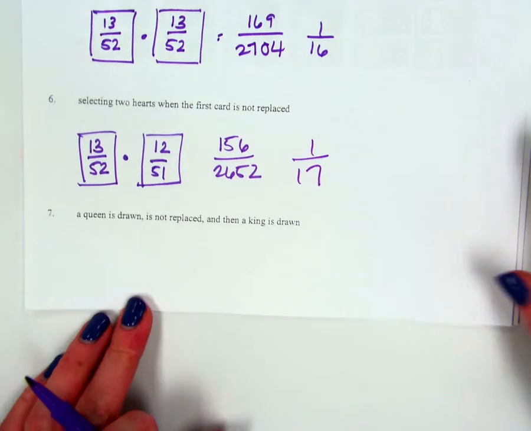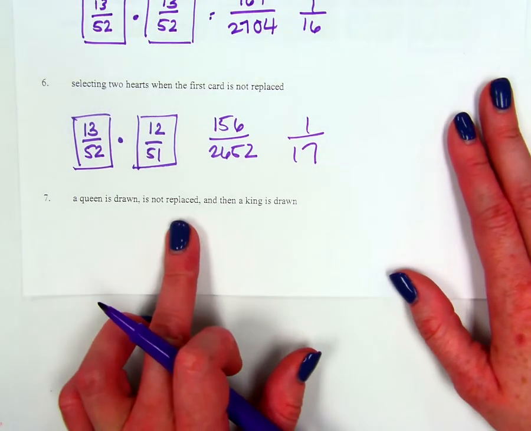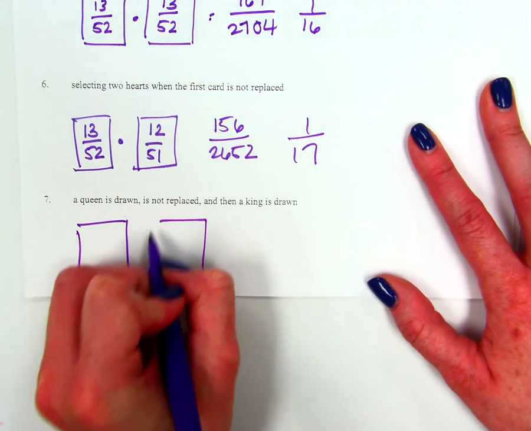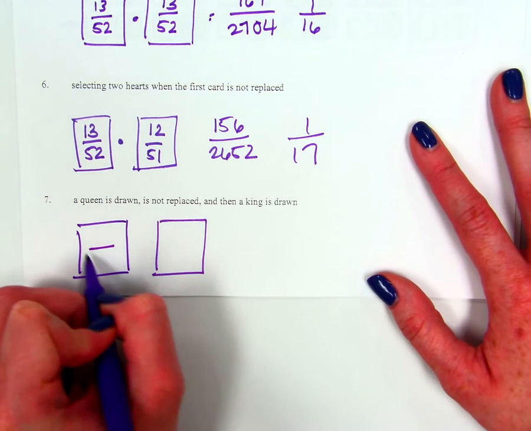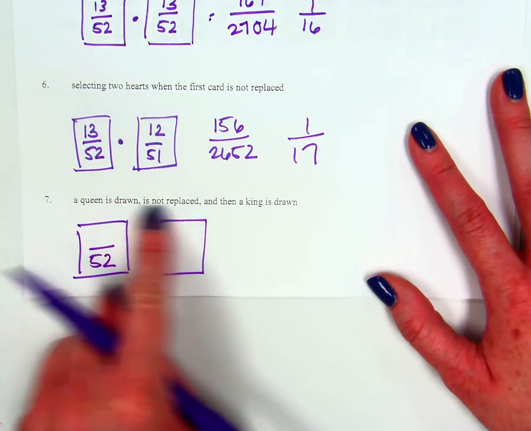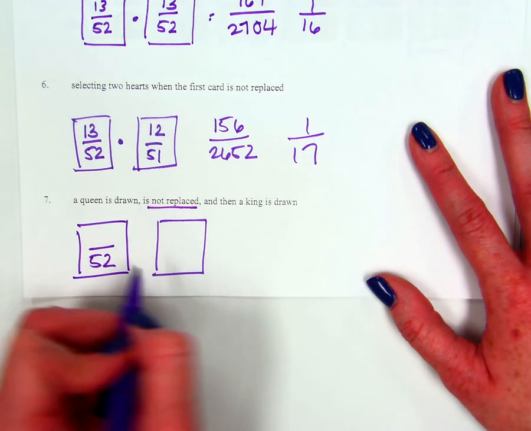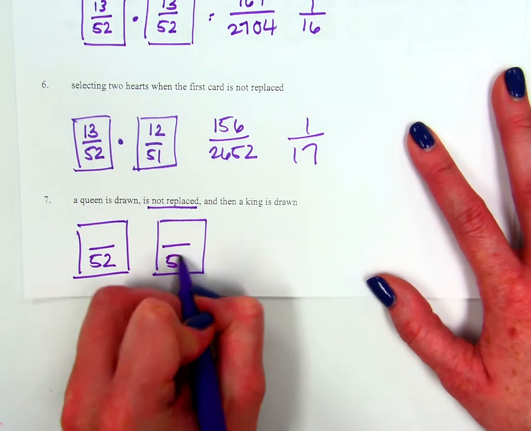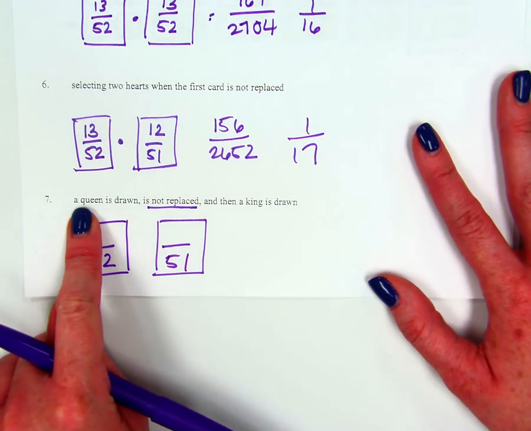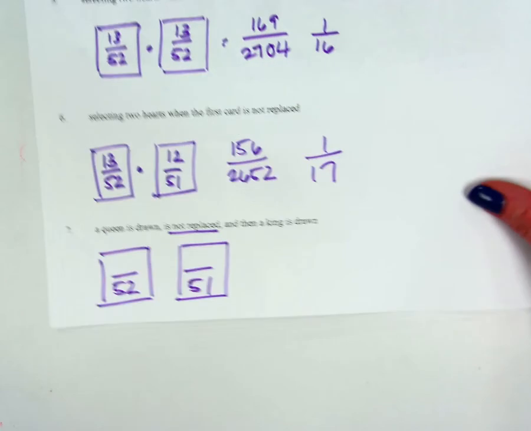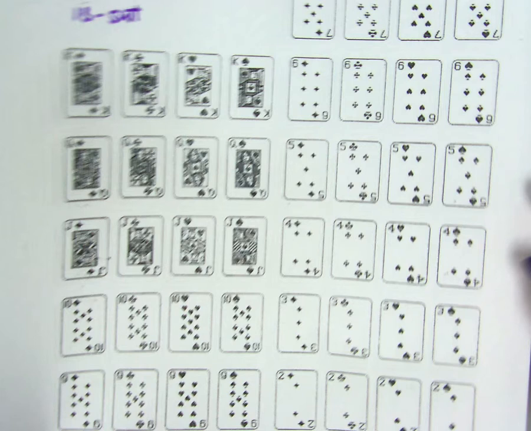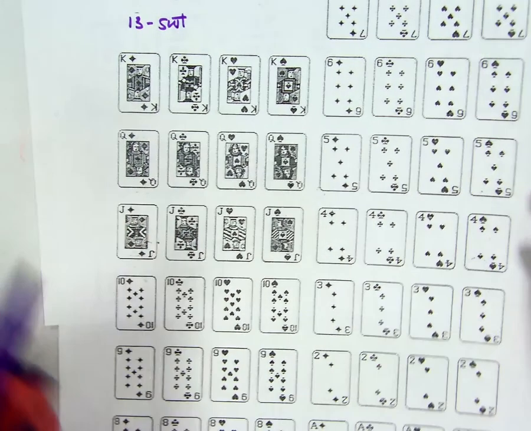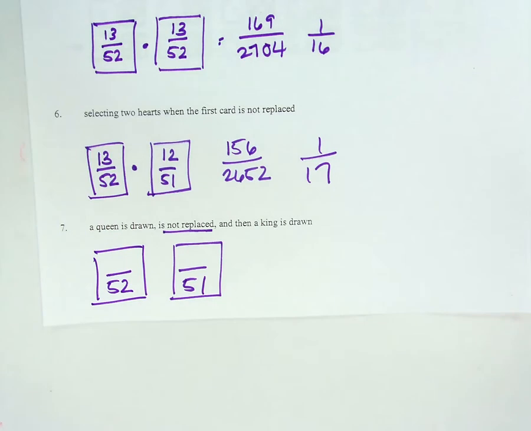And then the last one says a queen is drawn, not replaced, and then a king is drawn. So we're going to start again here. We know we have 52 cards to start from, but the key word here is it's telling us that it's not replaced. So that little phrase tells us that we start with 52, and after our first card is drawn, we're not replacing it, so we only have 51. So we only have 4 queens. So again, you can reference your sheet here. You're going to go through and determine how many face cards you have, and you're only going to end up with 4 of each. So we have 4 queens to choose from.